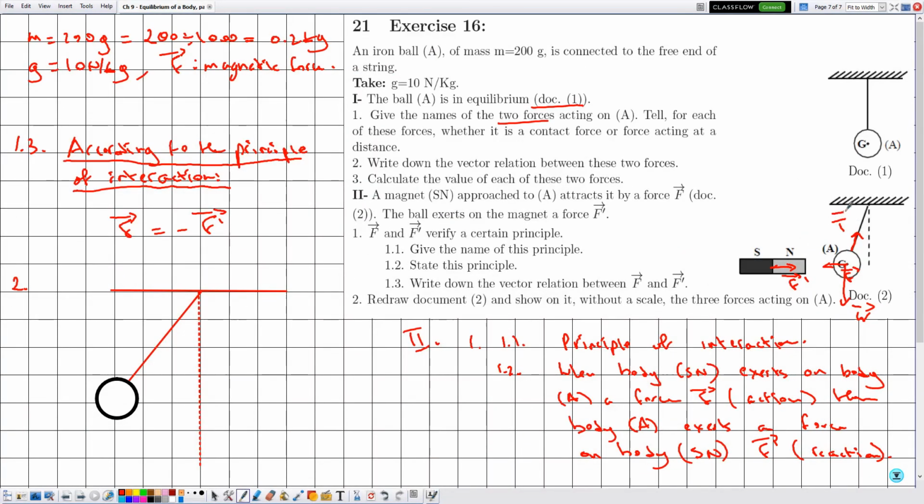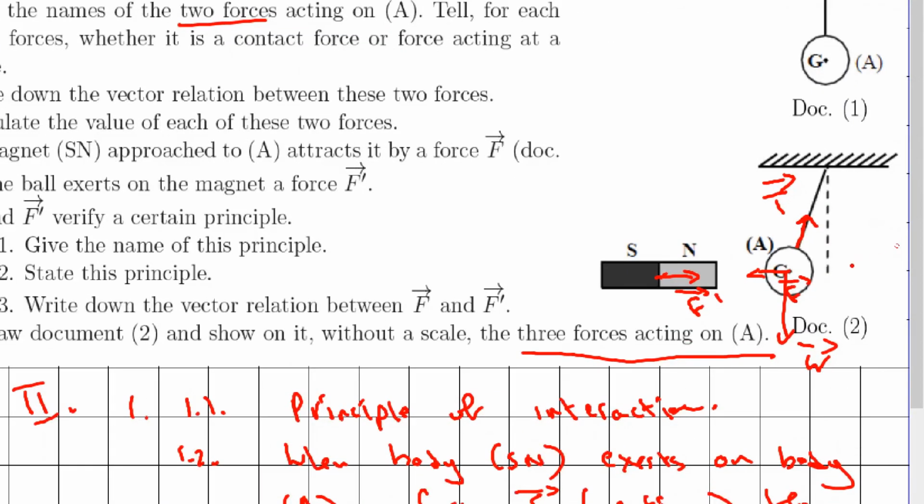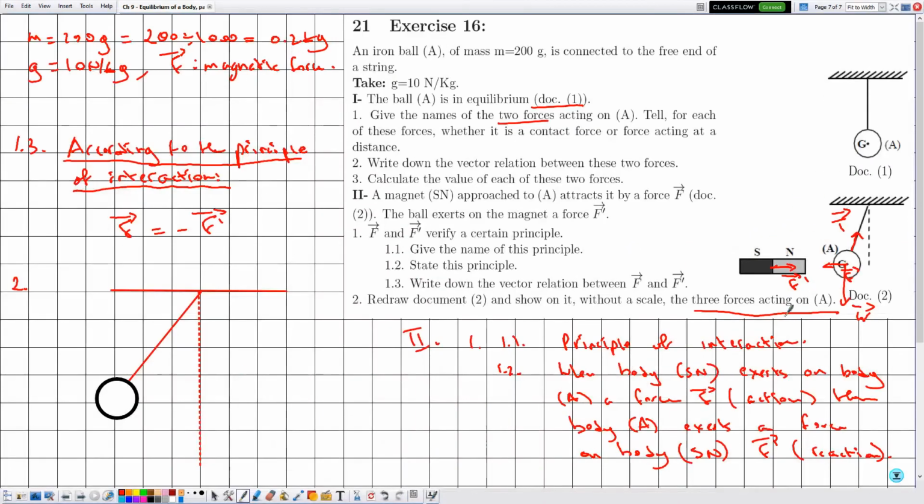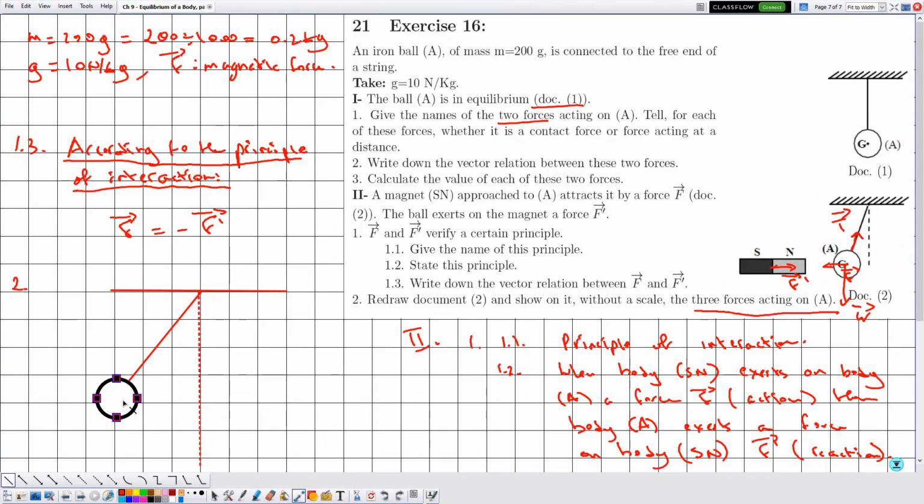But you notice that they are telling me to show on it only the three forces acting on A. So here we have four forces, three of them acting on A and one of them acting on the magnet. So we will only represent the weight, the magnetic force, and the tension. So this is the weight, this is the magnetic force, and this is the tension.